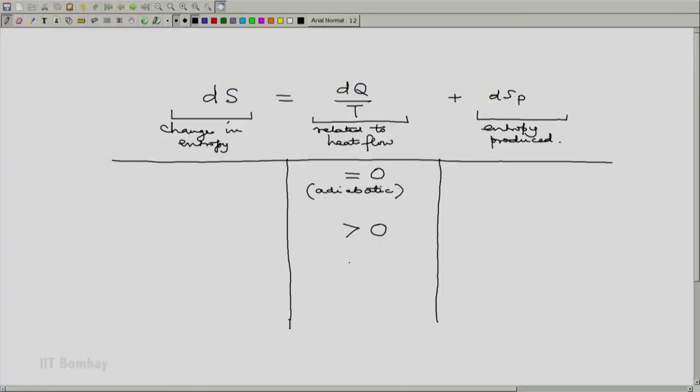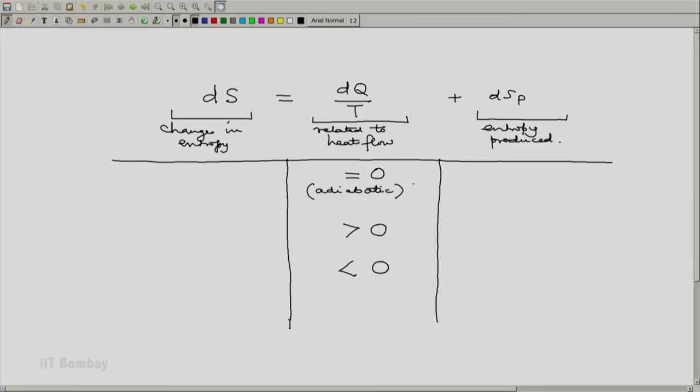It is possible that during a process the system rejects heat, in which case dQ will be less than 0 and dQ by T will also be less than 0. Again, you may call such a process an exothermic process, but in thermodynamics we do not use these terms quite often, endothermic and exothermic. So you notice that when it comes to dQ by T term, that term can be 0, it can be positive, it can be negative. If it is 0, then we will call that process an adiabatic process.